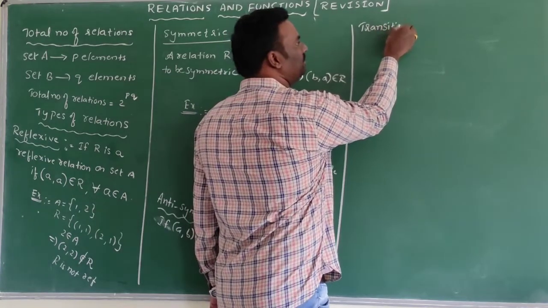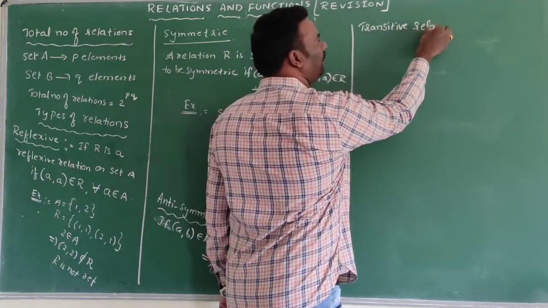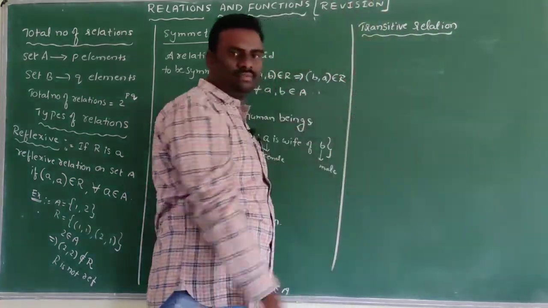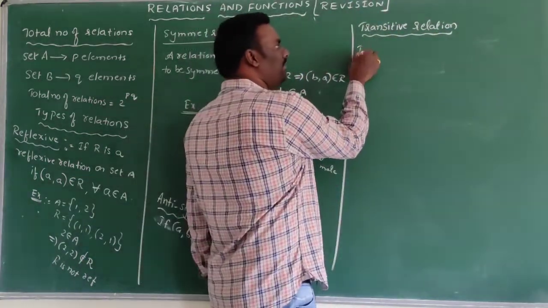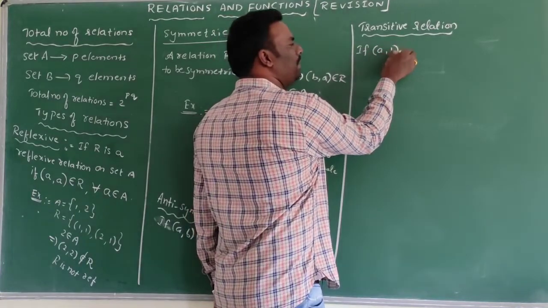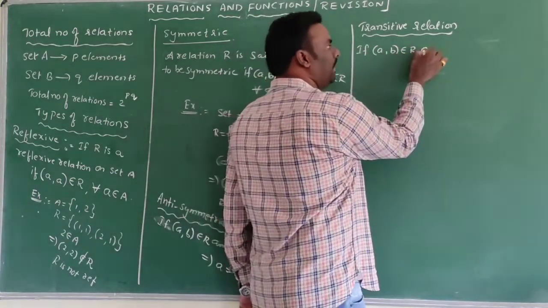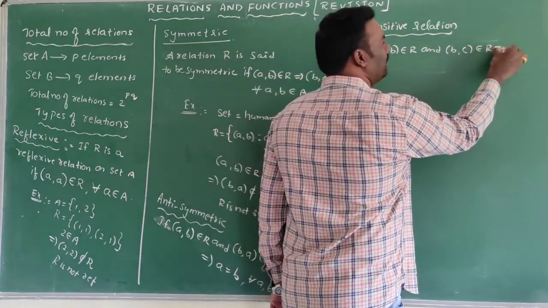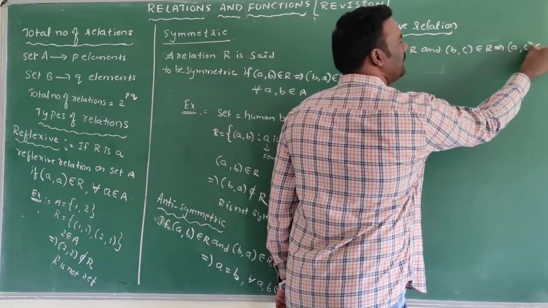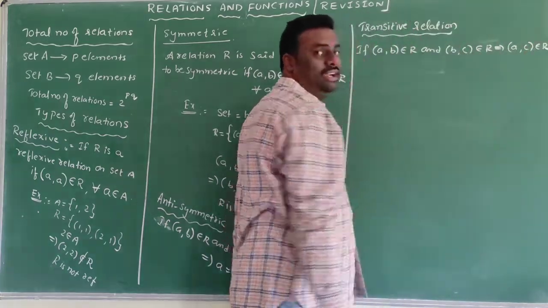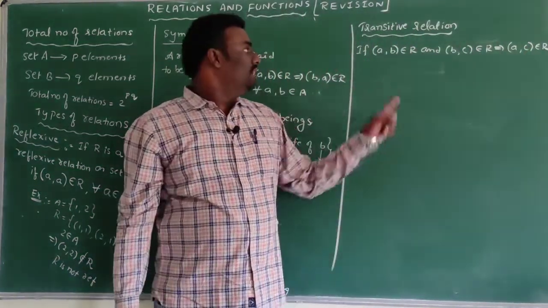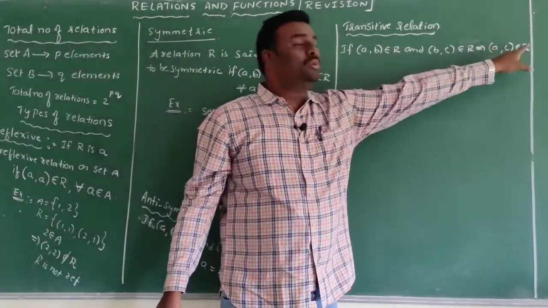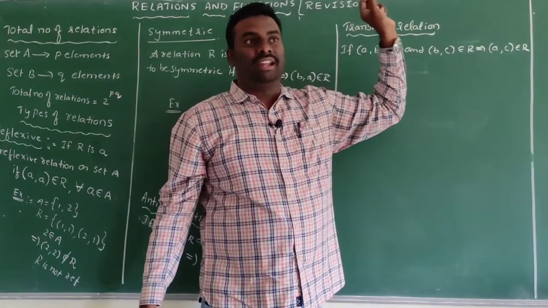Next, transitive relation. What is meant by transitive relation? If (A, B) belongs to R and (B, C) belongs to R, that implies (A, C) belongs to R. This is the definition of transitive. If (A, B) belongs to R and (B, C) belongs to R, then (A, C) also belongs to R. That is called transitive relation.